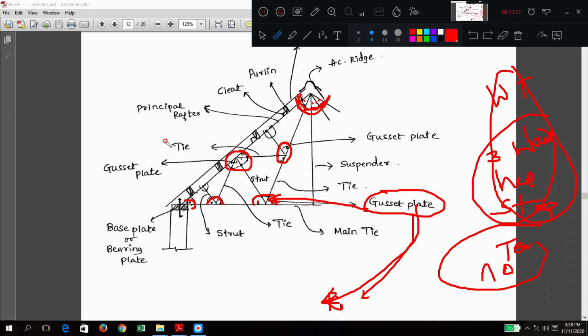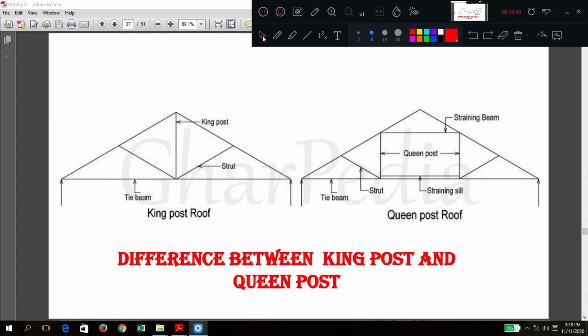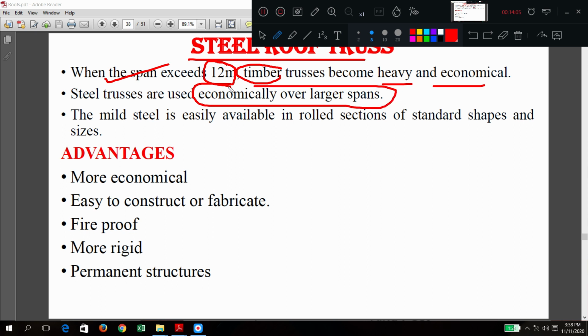What is the advantage? You tell me. Okay, so now we'll go to that diagram first. Anything we can see here? What are the advantages? See here. Generally when you require a larger span, you go for steel. What will happen? Timber will become heavy and uneconomical. So that is why we are going for steel. These are good for larger spans. Steel members are always good for larger spans.